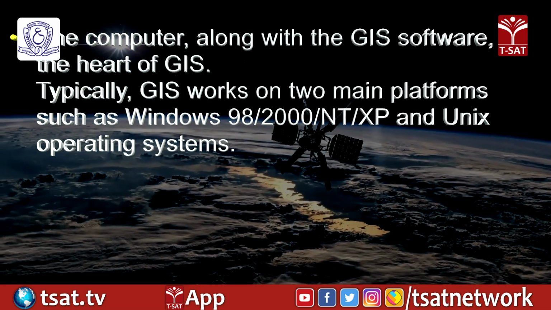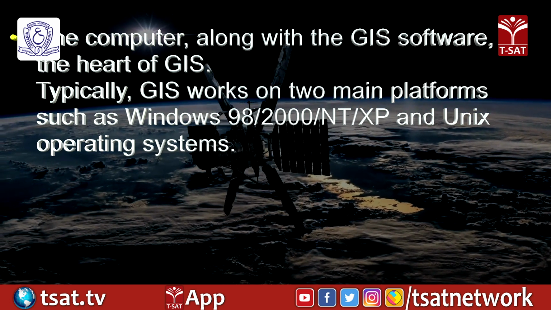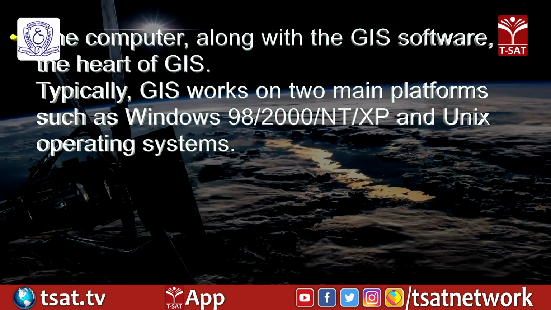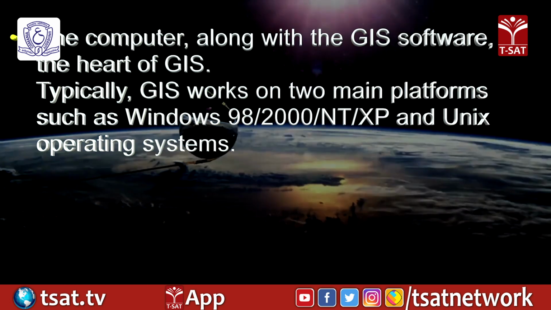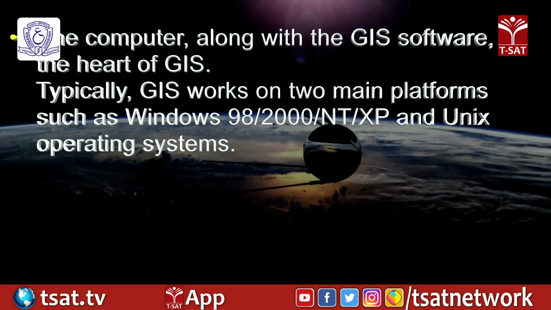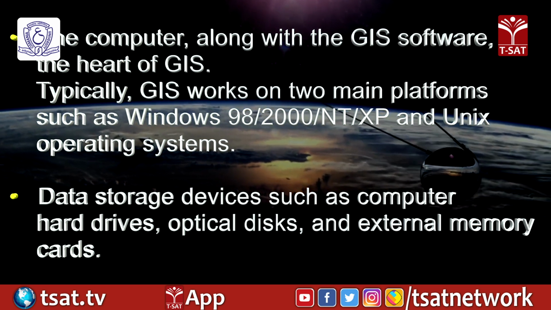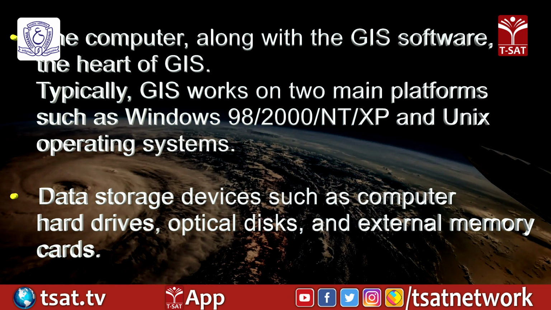The computer along with GIS software is the heart of GIS. Typically, GIS works on two platforms such as Windows 98, 2000, NT, XP and Unix operating system. Data storage devices such as computer hard drives, optical disk and external memory cards.